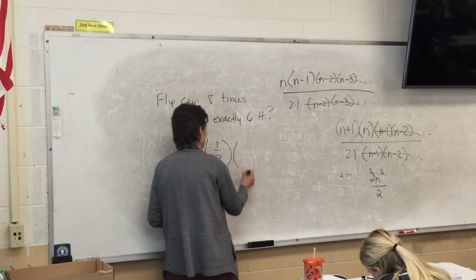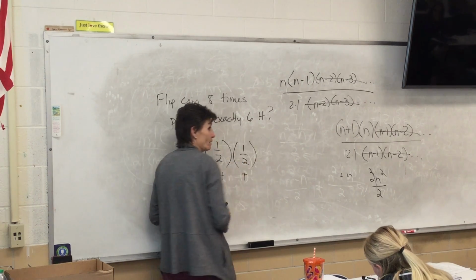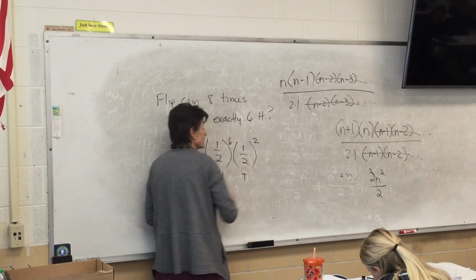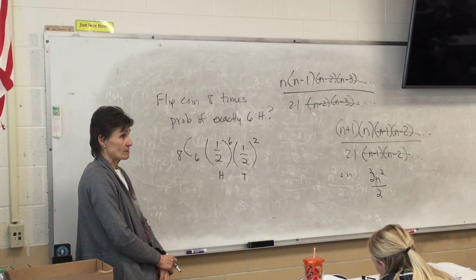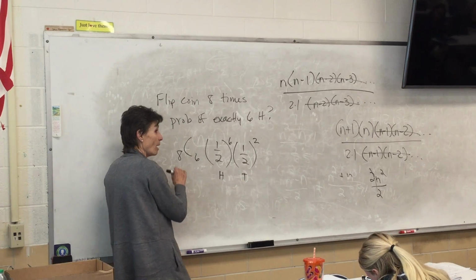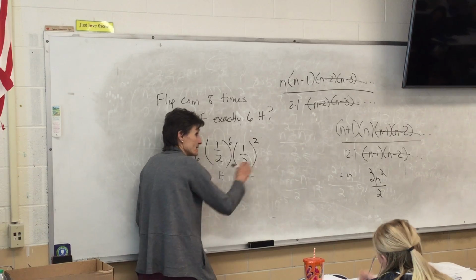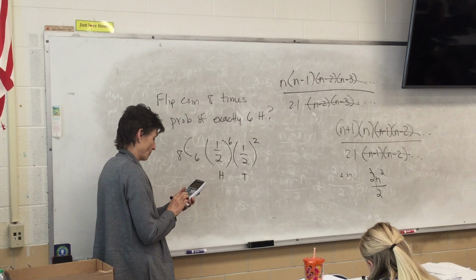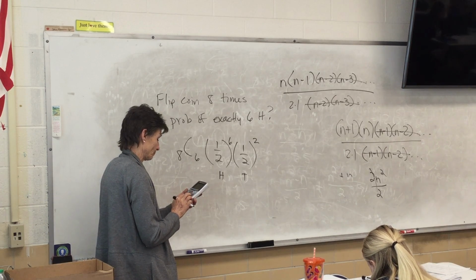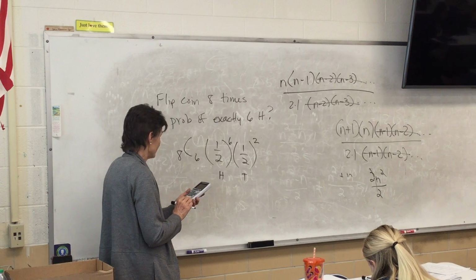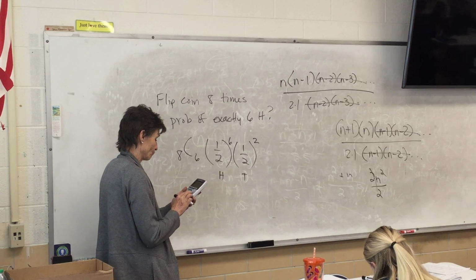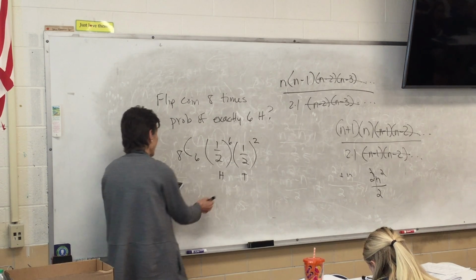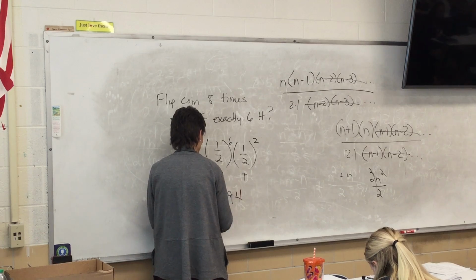And then how about a tail? 50%. 1/2 or 0.5 again. And in this particular problem, we want 6 heads and 2 tails. So the answer to the problem would be all of this times each other. I got 0.1094.